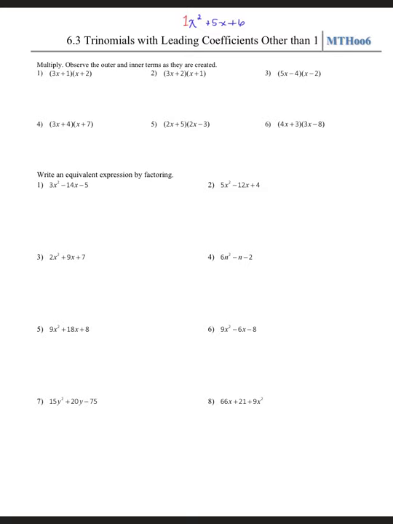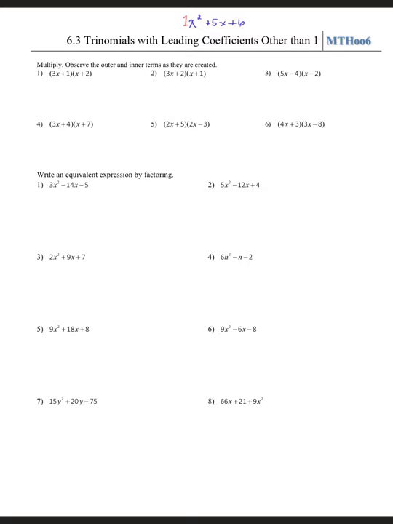Now you'll notice that all the ones down in the practice that we are factoring do not have a leading coefficient of 1. We are going to start by doing some practice of the multiplying to see how these trinomials are formed. So the first one here, we have 3x plus 1 times x plus 2.